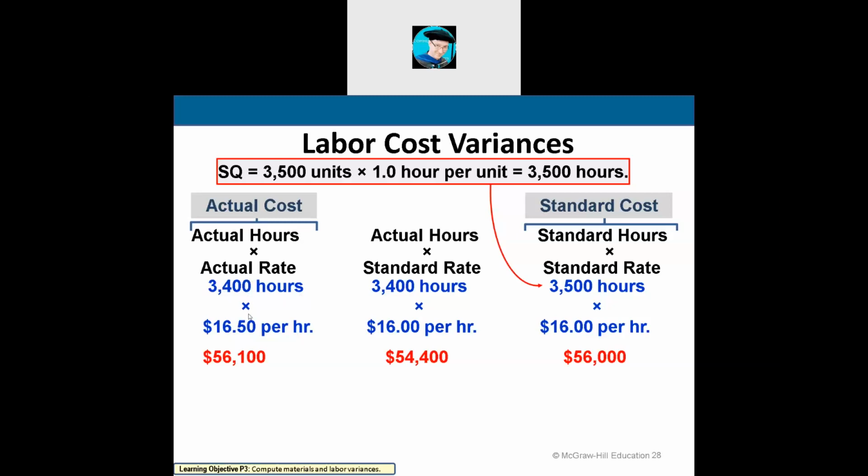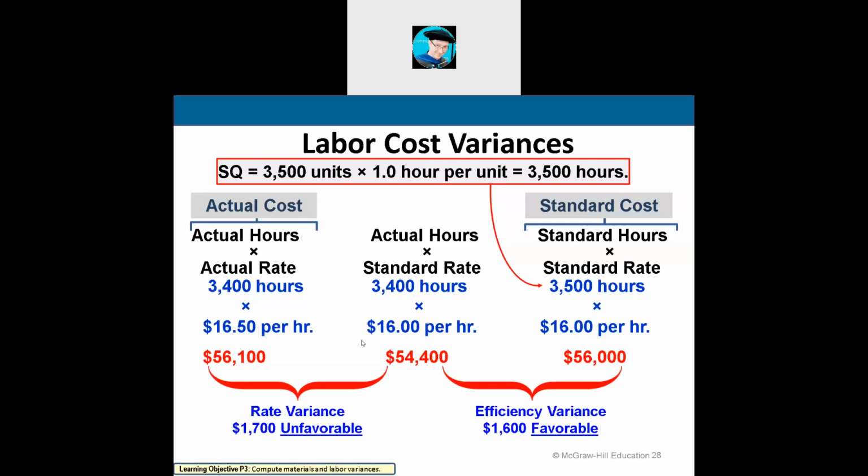But I paid them a little bit more, $16.50 per hour, for a total actual cost of $56,100. The variance is actual hours times standard rate. Actual hours 3,400, standard rate $16, giving me 54,400. The rate variance was 1,700, unfavorable, because remember I spent more than I had planned, so unfavorable by 1,700.